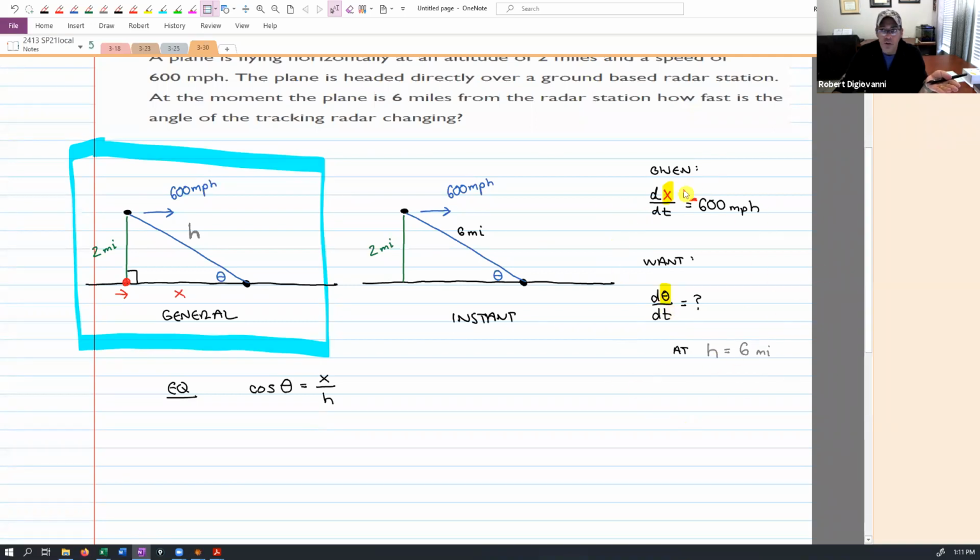Do y'all see that? I have no idea what dh dt would be, right? So although this equation is correct, cosine of theta is x over h, I agree with that, it introduced a variable that we don't have any knowledge of. We don't know how fast h is changing with respect to time. So I would prefer to have an equation that just has theta and x and not the h. So Carla, can you think of a different equation that would give you theta and x connected, but not h?